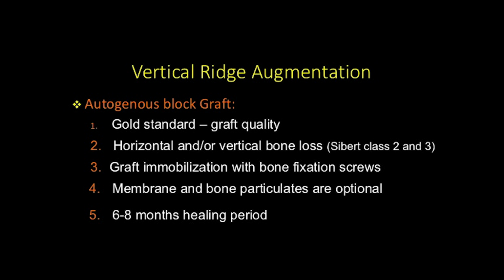For vertical ridge augmentation, of course, you have to use autogenous bone block, and this is the gold standard for graft quality. Horizontal and or vertical bone loss, Seibert class 2 or 3, we can still use the autogenous block graft. As I showed you before, we used the chin graft for horizontal ridge augmentation. Graft immobilization with bone fixation screw is essential. Membrane and bone particulates are optional, and then you have to leave it for 6 to 8 months for healing.